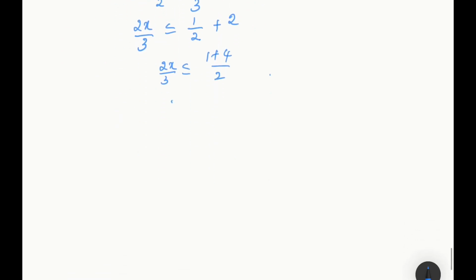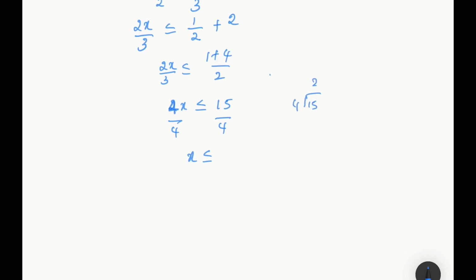Again, 2x by 3, you multiply this side, what do you get? 2 into 2x is 4x less than or equal to 1 plus 4 is 5, 5 into 3 is 15. So divide by 4 on both sides. So what do you get? x less than or equal to 15 by 4.